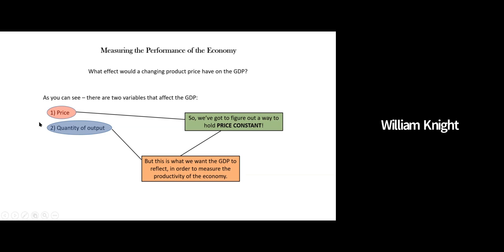By having these two variables, we're turning two dials at once. Now, that's not going to give us any information. We want to hold this dial constant and just turn this dial right here. See what happens. So we want to hold price constant.